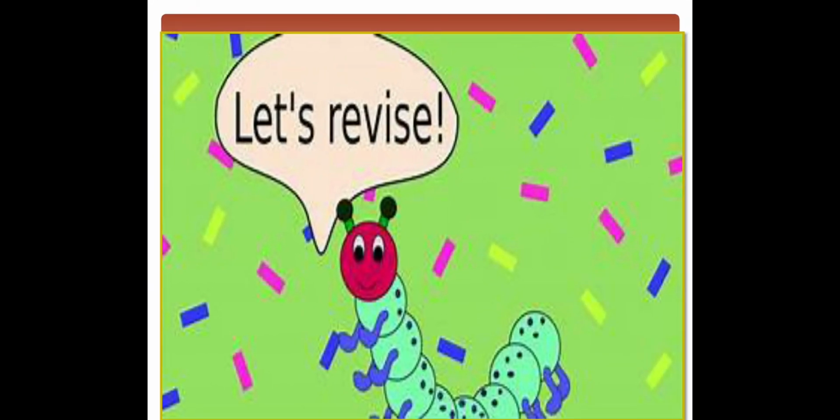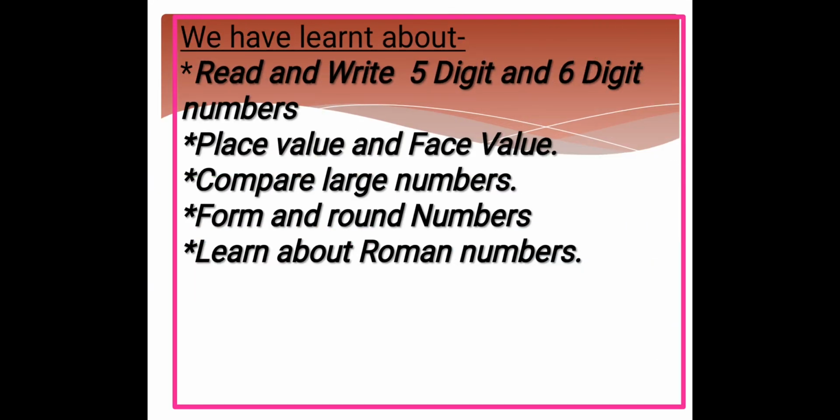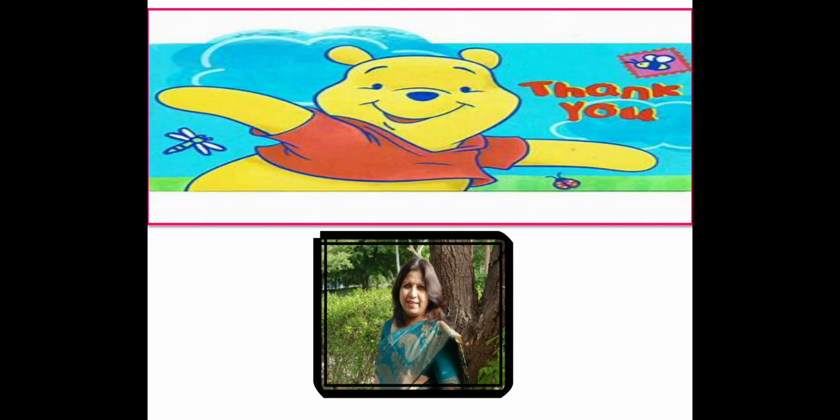So dear children, let's revise. We have read and written 5-digit and 6-digit numbers, understood place value and face value, compared large numbers, formed and rounded numbers, and learned about Roman numbers. So this is what we have discussed in chapter number 1.